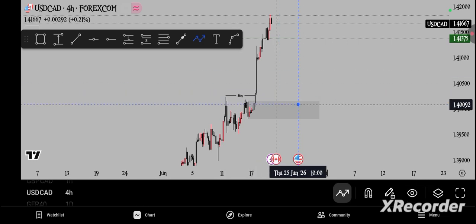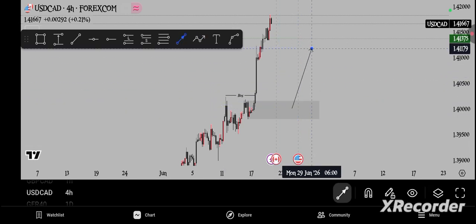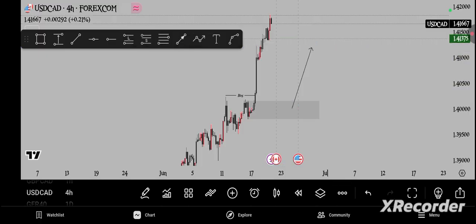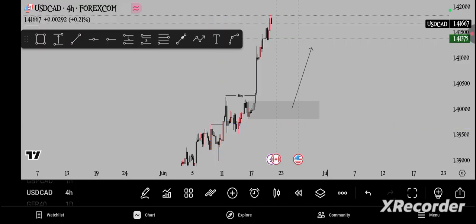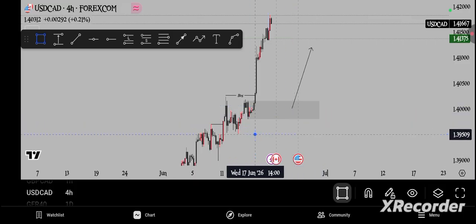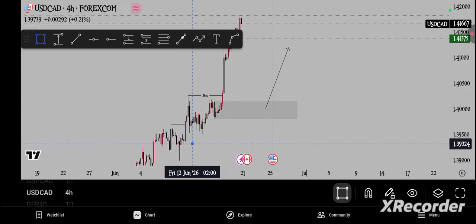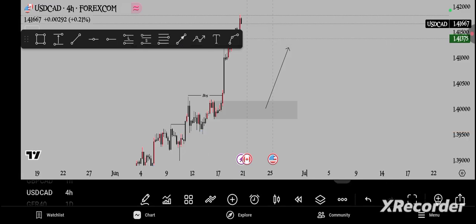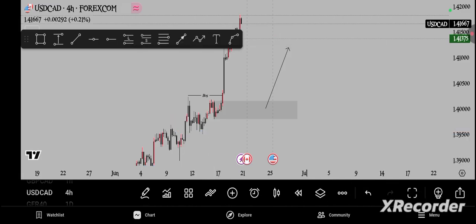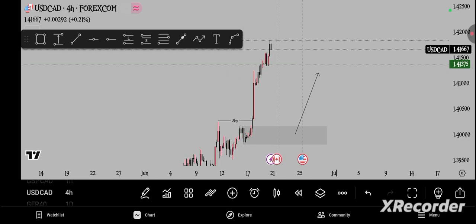So I have to wait here, because what's here? Let's see. That is a break of structure. So price didn't get to this supply. This was last week's outlook, so let's forget about this. So this was it, and we'll be waiting here.